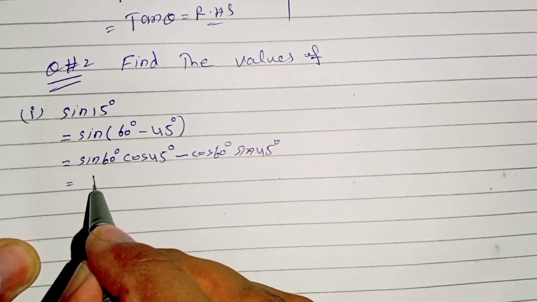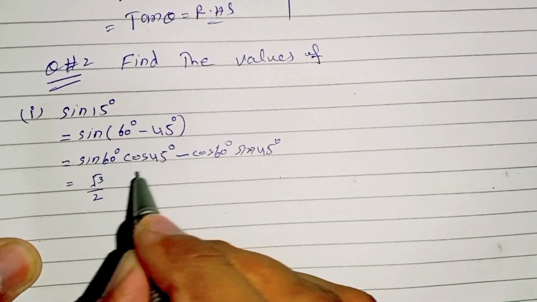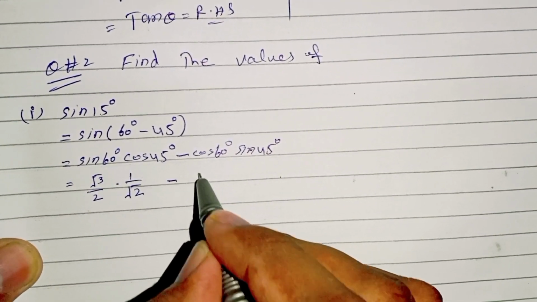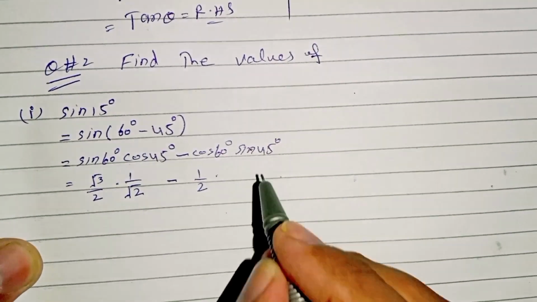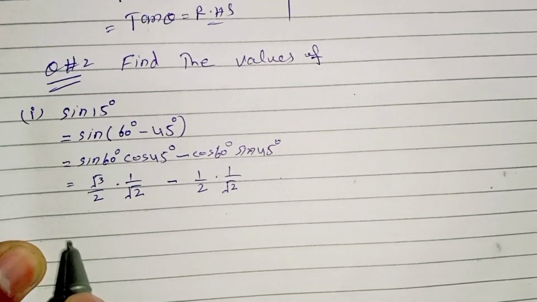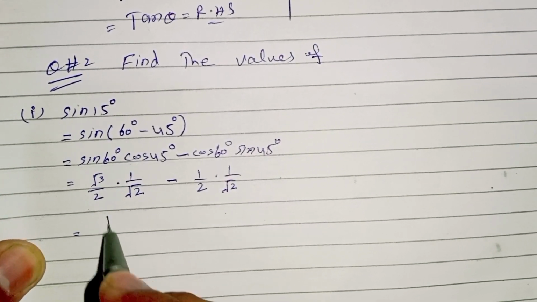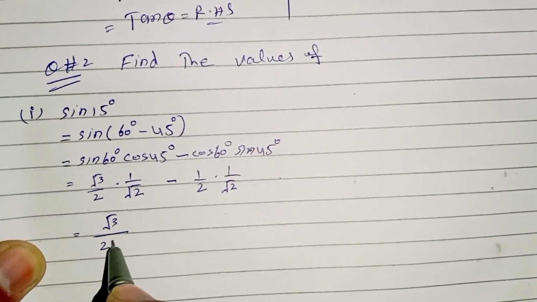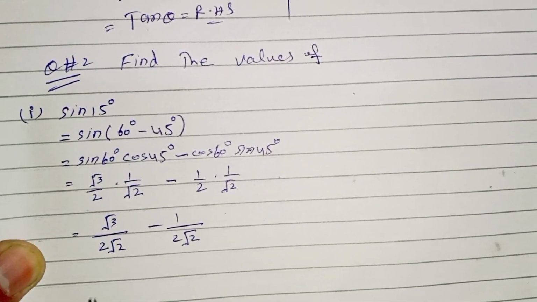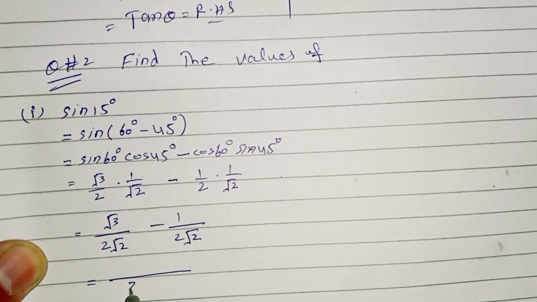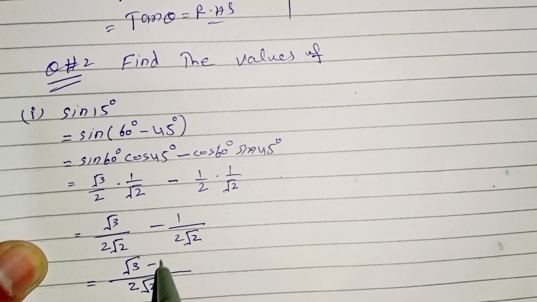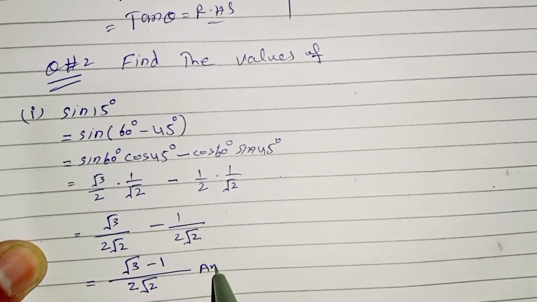We know that sine 60 degree is square root 3 over 2 and cos 45 degree is 1 over square root 2, minus cos 60 degree 1 by 2 and the value of sine 45 degree is equal to 1 over square root 2. So we have square root 3 over 2 square root 2 minus 1 over 2 square root 2. Taking LCM of both fractions, 2 square root 2, and we have under root 3 minus 1 as required.